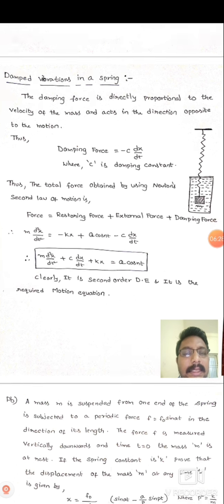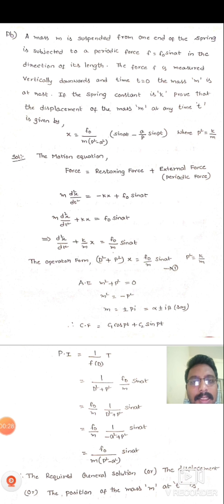Problem on mass spring system. A mass m is suspended from one end of a spring and is subjected to a periodic force F equal to F naught sin at in the direction of its length. The force F is measured vertically downwards, and at time t equal to 0 the mass m is at rest. If the spring constant is k, then we have to prove that the displacement of the mass at any time t is given by x equals F naught upon m into p square minus a square, sin at minus a upon p sin pt, where p square is k by m.